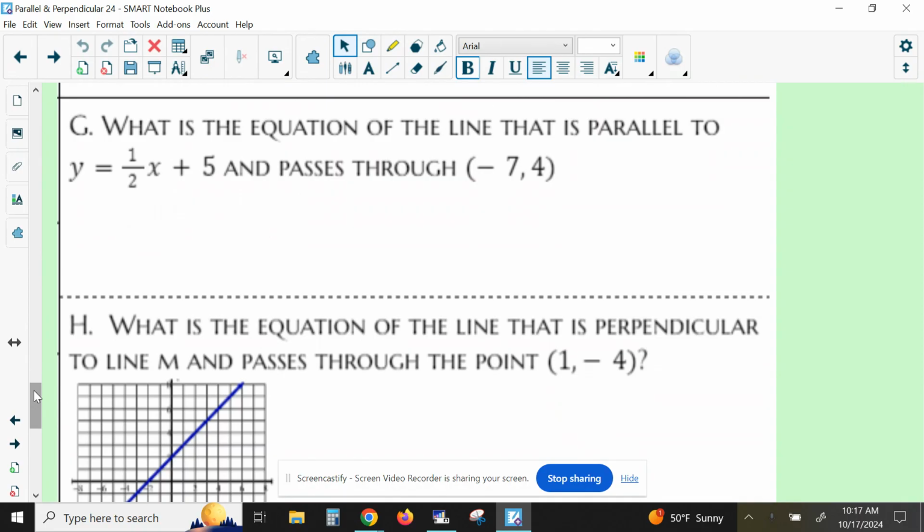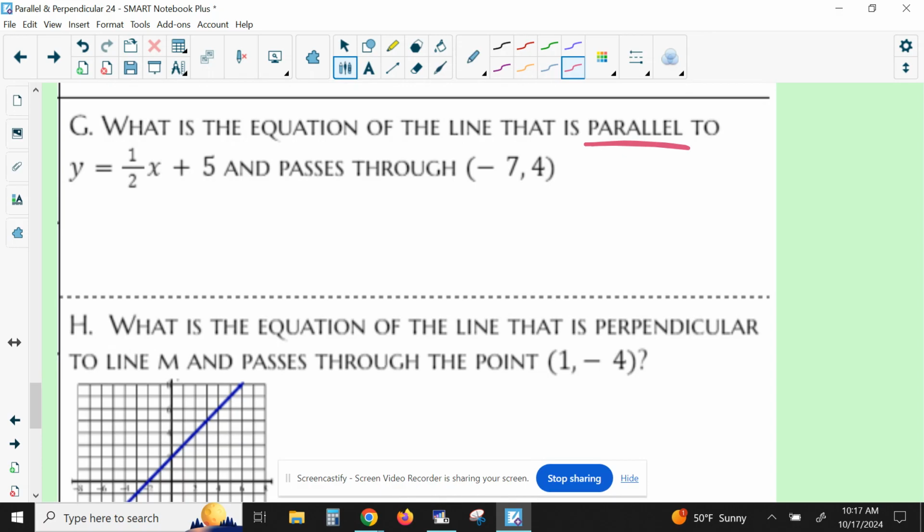So parallel, I'm going to go ahead and underline parallel so that I remember what that means. What does parallel mean? Same slopes. So I'm going to put a little note, same slopes. Same slopes as this, correct? So I need something that has the same slope as that.